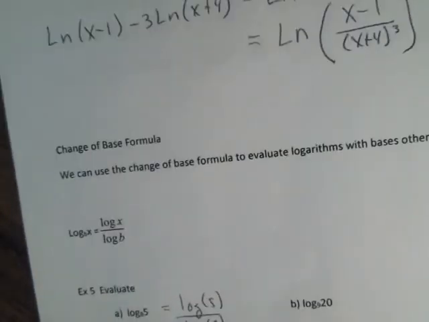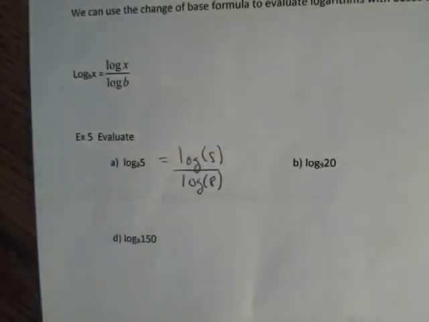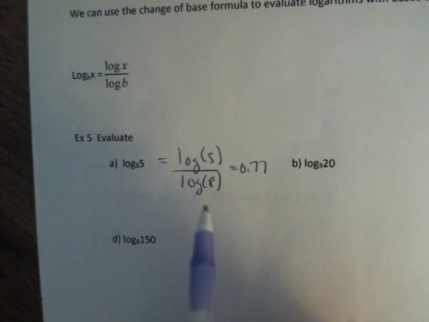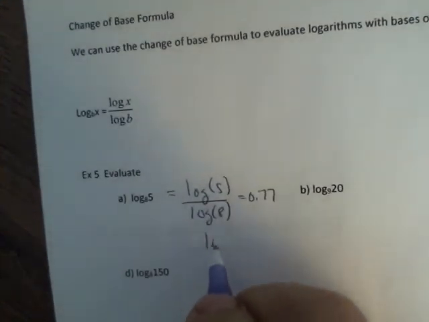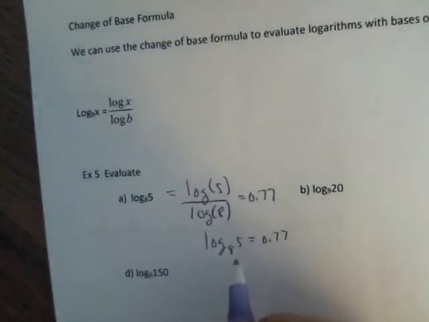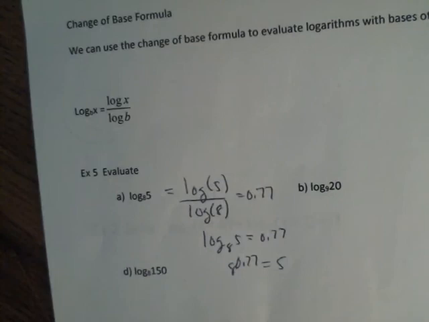So make sure you're working these with me. Don't just copy it down. You need to know how to use your calculator. So I just put in my calculator log 5 divided by log 8, and I get 0.77. And the way you can check these is, we've created this equation now. Log base 8 of 5 is 0.77. So changing it to an exponential equation, 8 to the 0.77 power should be 5. That's how you can check it.